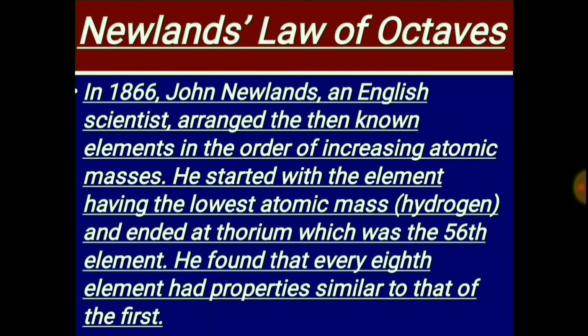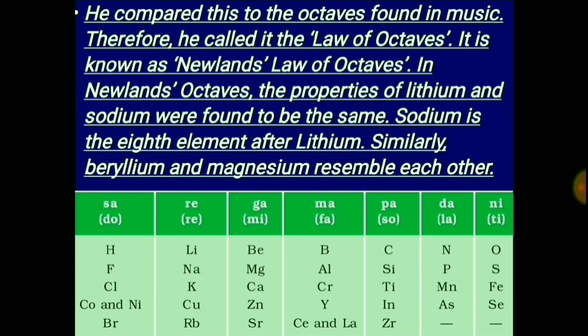Newlands' Law of Octaves. In 1866, John Newlands, an English scientist, arranged the then known elements in the order of increasing atomic masses. He started with the element having the lowest atomic mass, hydrogen, and ended at thorium, which was the 56th element. He found that every 8th element had properties similar to that of the first. He compared this to the octaves found in music. Therefore, he called it the law of octaves. It is known as Newlands' Law of Octaves.